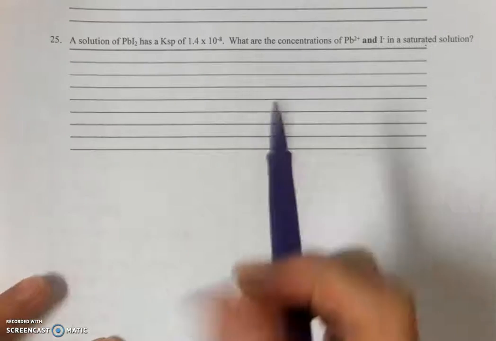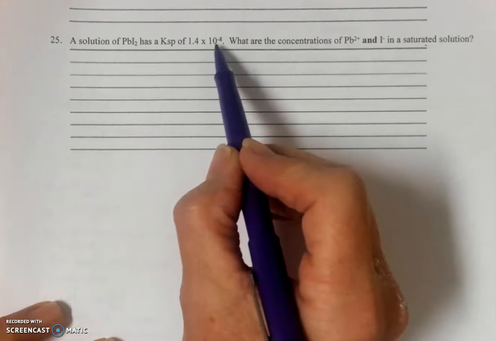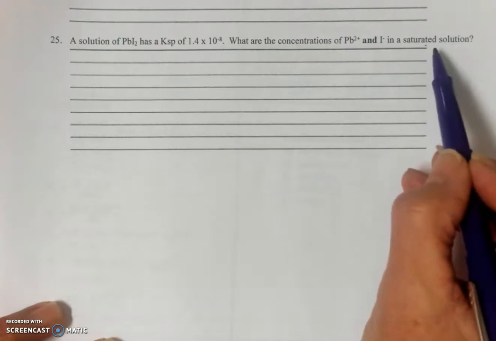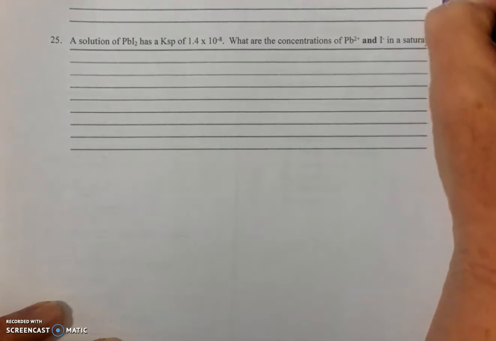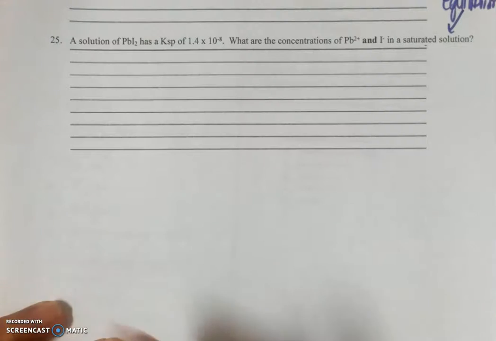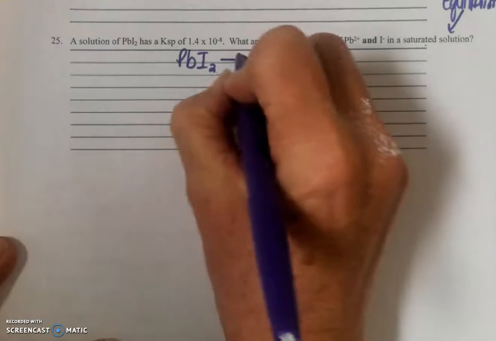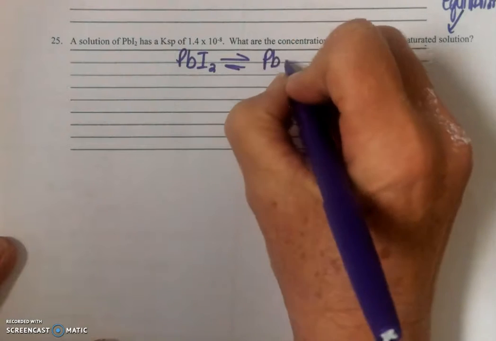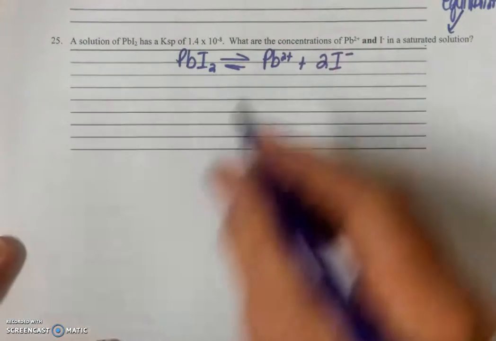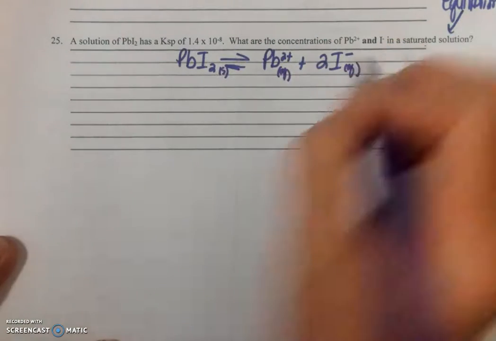what's happening here. It says, here's my salt. I have a KSP of 1.4 times 10 to the minus 8. What are the concentrations of each in a saturated solution? That means I'm at equilibrium. That's what that means. It's saturated. Okay? So again, what I've got is PbI2 in equilibrium with its ions. This is a solid. These are aqueous here.